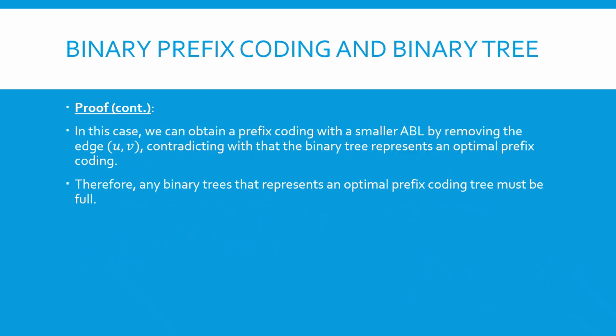As a result, we can remove the edge UV from the original binary tree and obtain a prefix coding tree with a strictly smaller ABL. This contradicts the assumption that the original tree is optimal. Therefore, any binary tree that represents an optimal prefix coding scheme must be full.